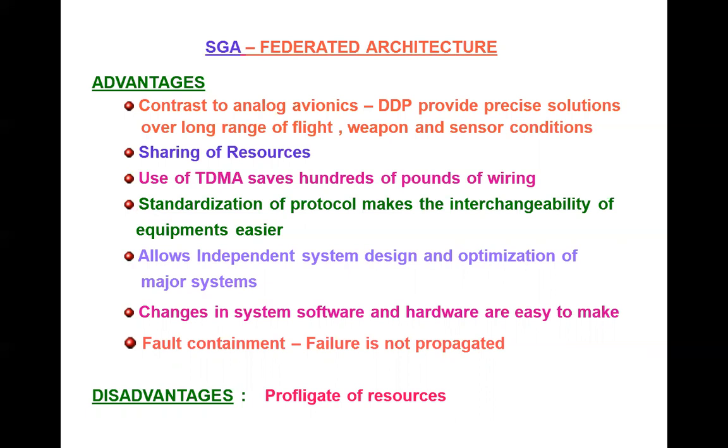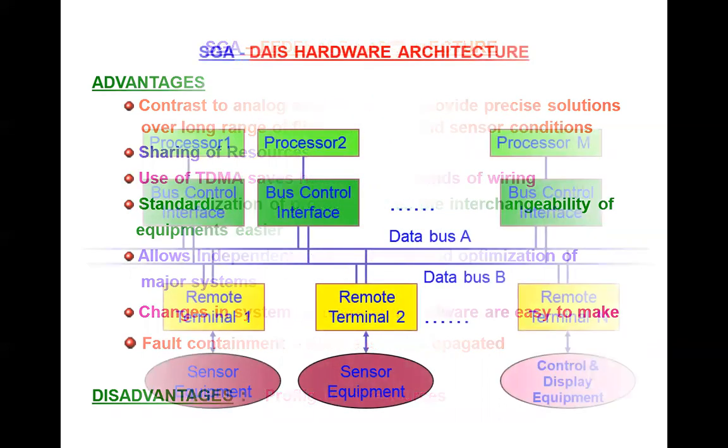And then it allows independent system design and optimization of major systems. Then changes in system software and hardware will be very easy for making or designing. The fault containment, which will not be propagated here. Then disadvantages are mainly only one, that is it is profligate of resources.